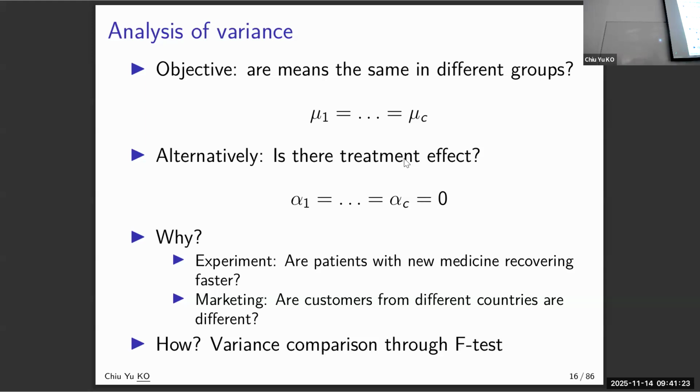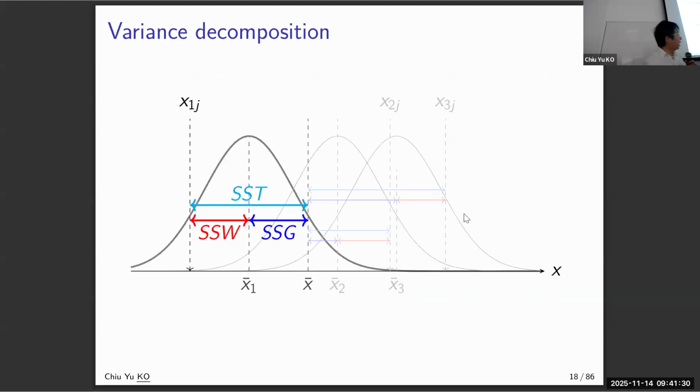The main idea will be, as we hinted last time, we are going to estimate variance in two ways. The first way is to look at each group. Within each group, you calculate the variance within each group. That's an estimation based on the SSW idea, and this variance will be a direct measure of sigma square.